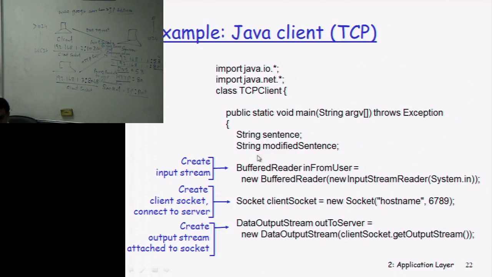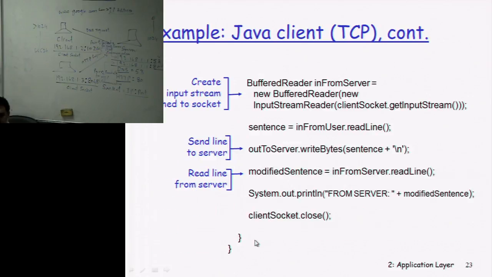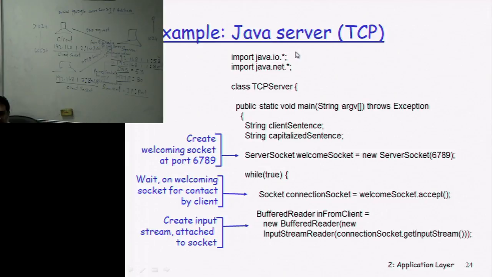This is the same code. Create an input stream, create a client socket to connect to the server for the connection, and create an output stream attached to the socket to send to the server. Create an input stream attached to the socket, send a line to the server and read a line which is coming from the server. This is the client side code. This is the server side code.